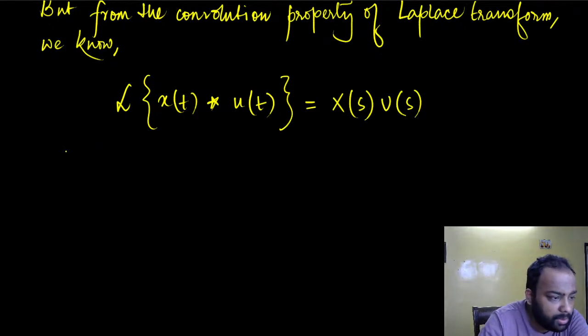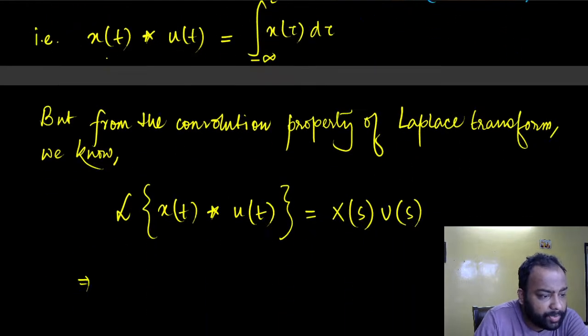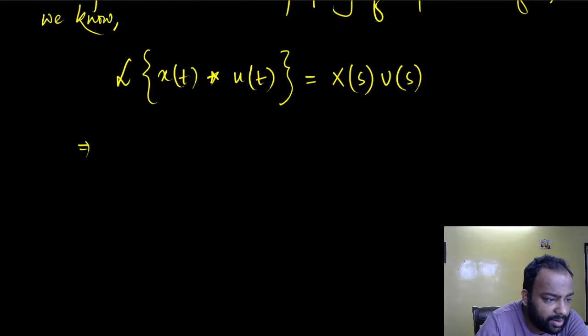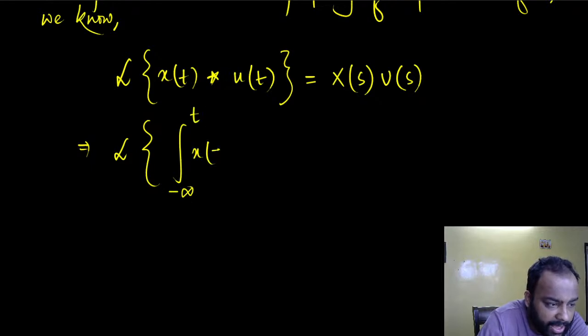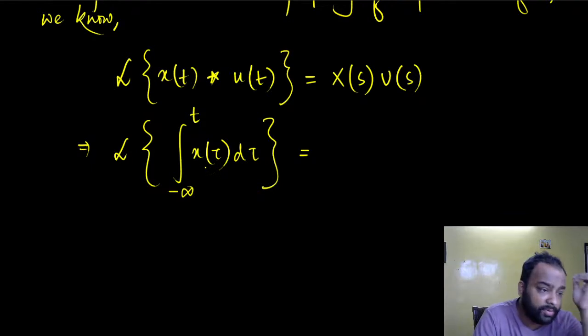We have just derived that for this particular case, the convolution of x(t) with u(t) is essentially this integral. So what we are trying to figure out is the Laplace transform of this integral, the integral from minus infinity to t of x(tau) d tau. That's the Laplace transform of x(tau) d tau integrated from negative infinity to t, like that.